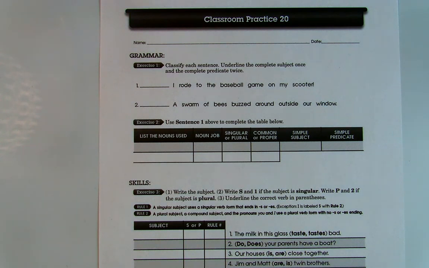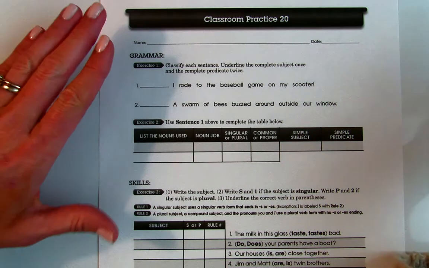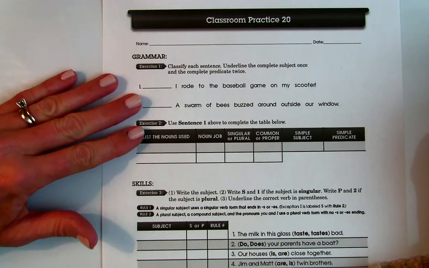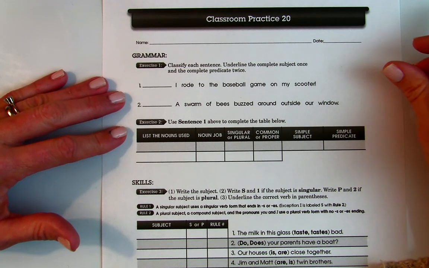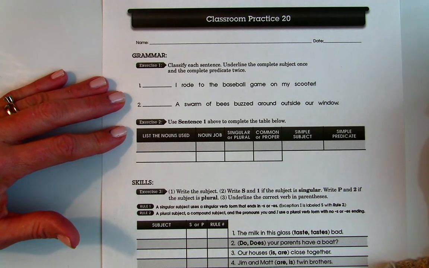We are going to go over Classroom Practice 20. I'm going to walk through each one of the steps just like you should have done when you completed this assignment, or if you are completing it now. You can follow along and of course pause the video whenever you need a little extra time to finish. The first part under Exercise 1 says classify each sentence, underline the complete subject once and the complete predicate twice.